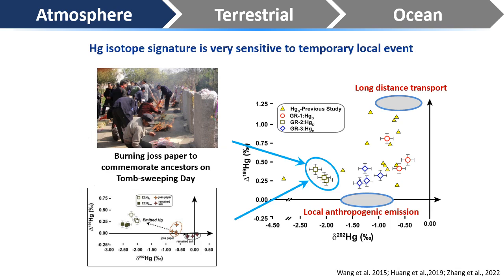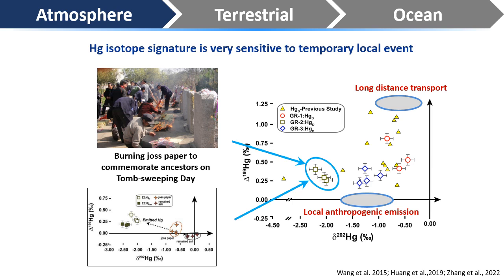Just to give an example, mercury isotopic composition in precipitation of Guiyang City, southwest of China. What we can see is that almost all samples can be explained by the mixture of long-distance transport and local anthropogenic emission. But there are 3 samples that deviate from other samples. This is identified to be caused by joss paper burning.